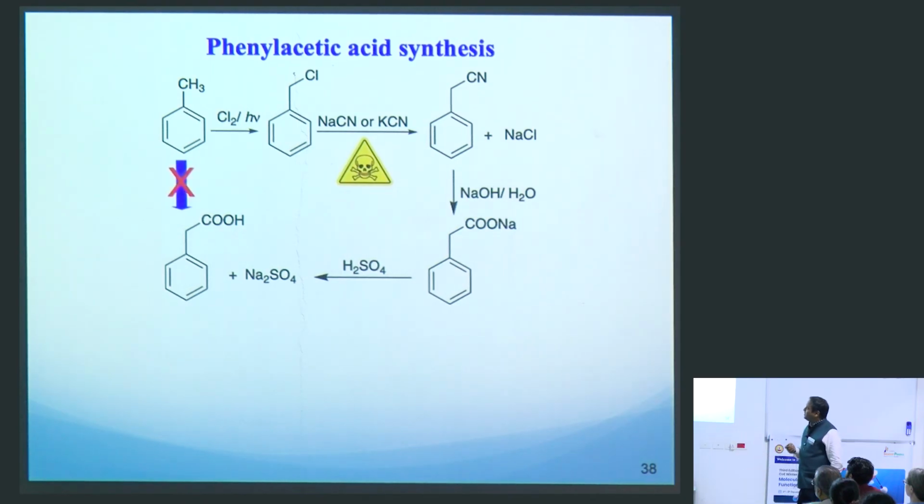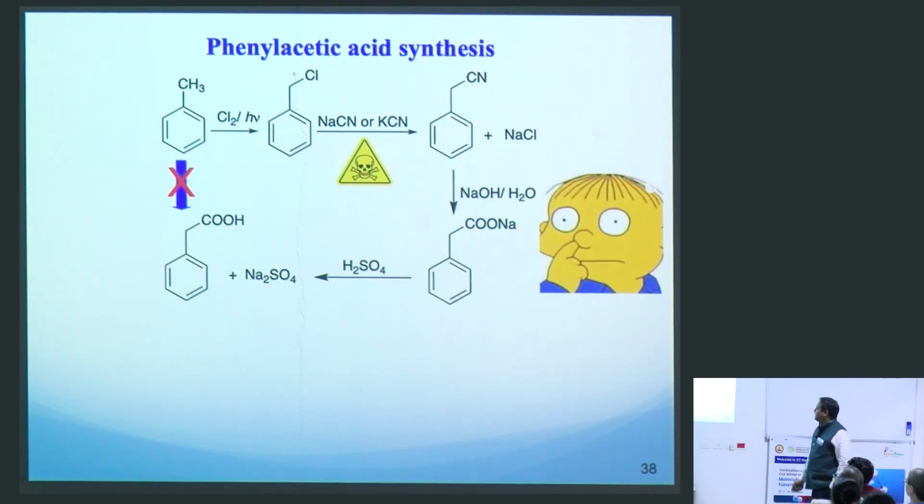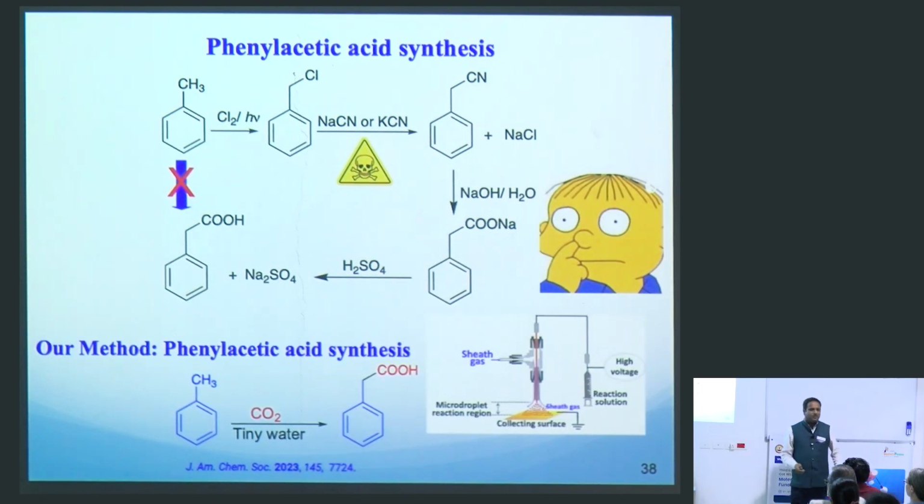It's not something one can do easily. Also, until now there is no report where toluene was converted directly into phenylacetic acid. There are methods one can go for with a longer route. But what we have done is we have taken the toluene and carbon dioxide, which is electrophilic in nature. We made an anion, that anion added, and then we get the phenylacetic acid. This was in 2023.